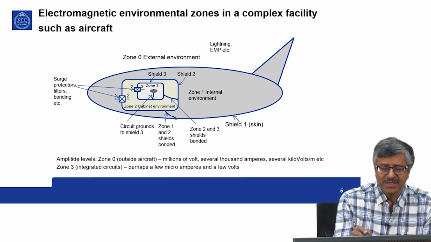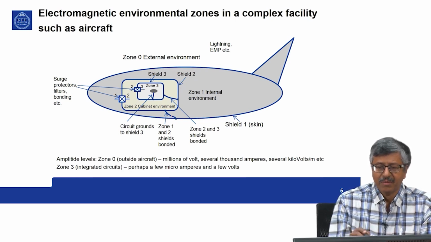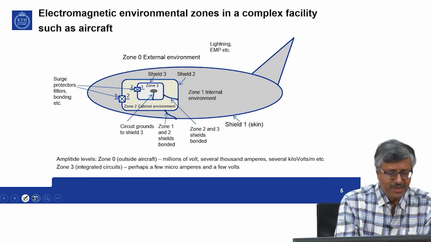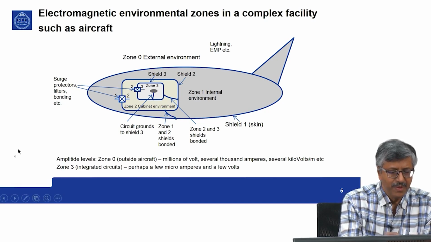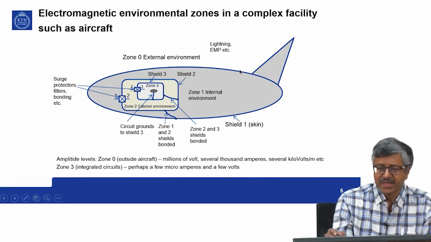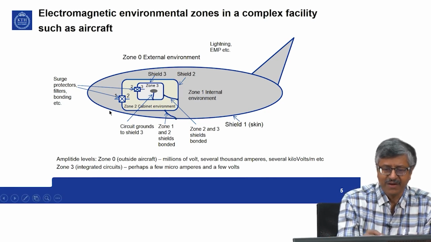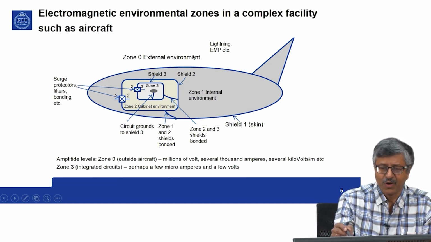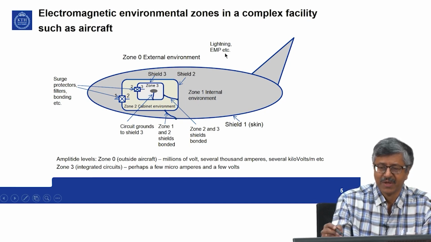Now the above concept is described more carefully in this picture. This is a picture of an aircraft. Here you have zone 0, the external environment: lightning, EMP. EMP is from a nuclear explosion, an electromagnetic pulse. That is zone 0, and zone 1 is the internal environment.